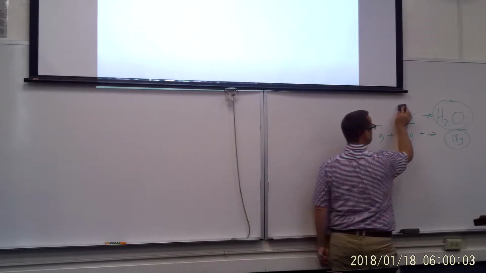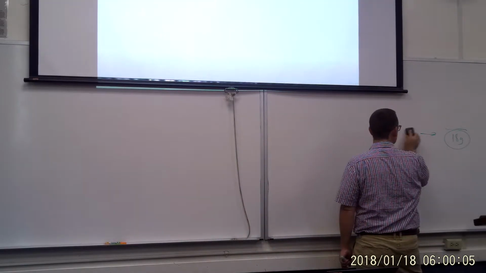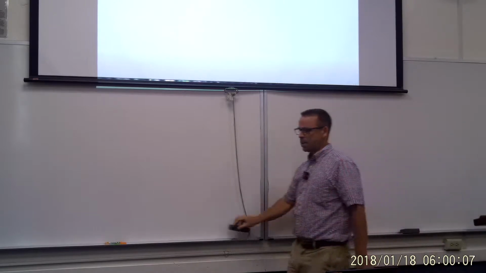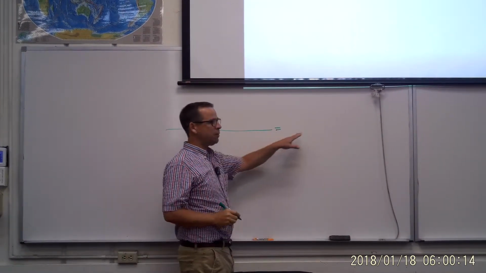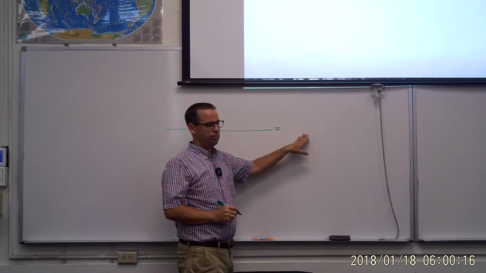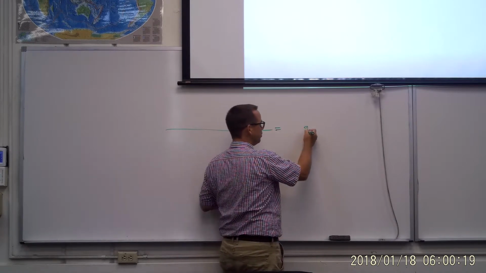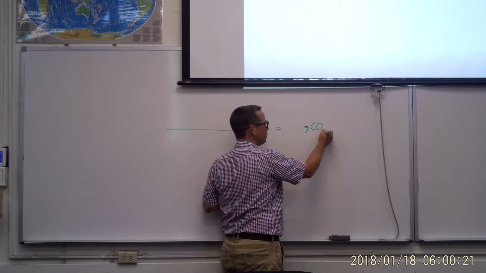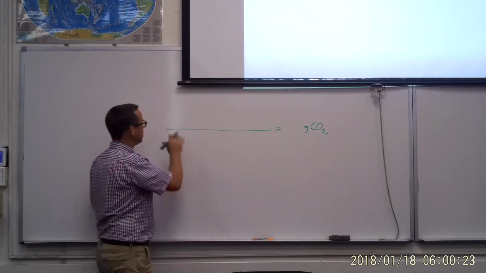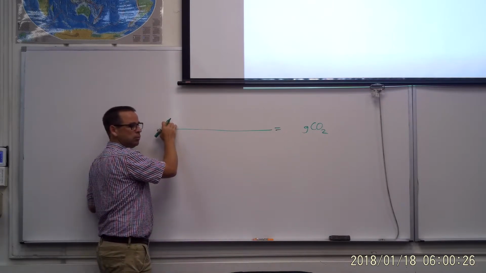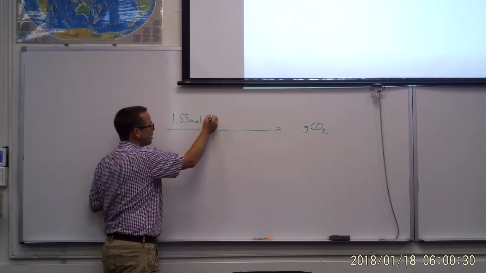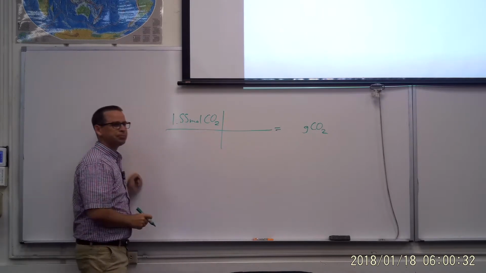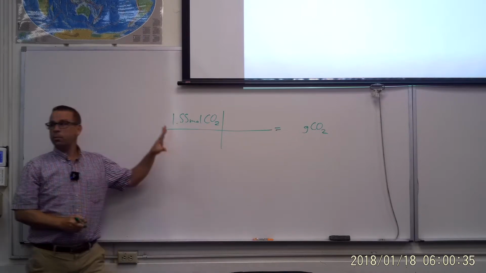Okay, so to answer this sort of problem, we want to use our method, right? We want to write an equal sign and then a line. What goes to the right of our equal sign? Grams of carbon dioxide. What goes to the top left here? 1.55 moles of carbon dioxide. Does everybody remember this?